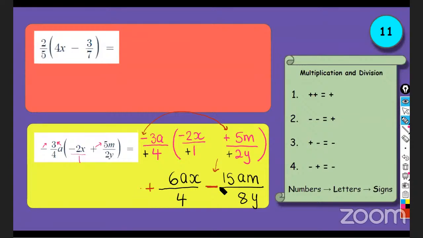There's no way you could simplify this. There are too many differences in the letters. The first one has AX, the other one has AM and Y. There's no way we could squish that together, right? So that's my final answer. Take down the final answer after we combine the signs.